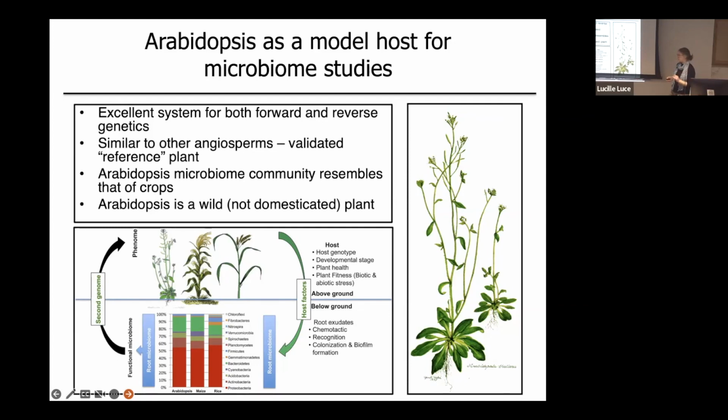It is a non-nodulating, non-arbuscular plant. But if you look at the microbiome composition, at least at the phylum level, it's very similar to our crop plants. So this is rice and corn here. And then I always like to remember that Arabidopsis is a wild plant. It's not domesticated. And so the natural variation and the tools that we have in Arabidopsis are Arabidopsis adapting with its local microbiota to its local environment.